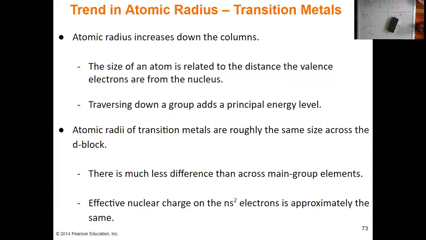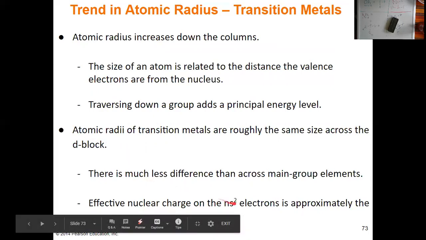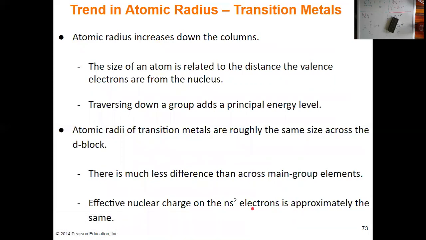As we move across the d block of elements, we're going to see that the radius doesn't really change. And that's because we still have this ns2 value out front of all of our d electrons, and that effective nuclear charge is going to be the same for all of them.